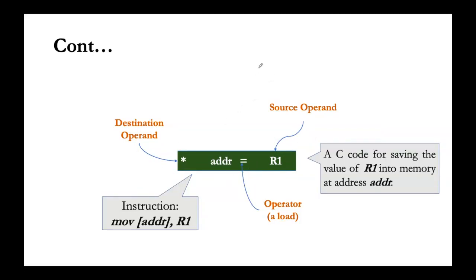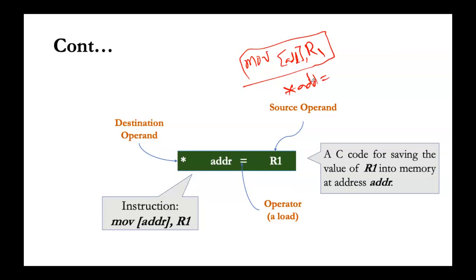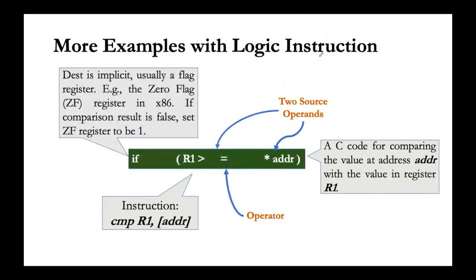So in that case, how are you going to write the instruction? The instruction is written as: move the content of R1 into the specified address location. So that is the instruction, and writing this one, star address is equal to R1, is the assembly language, right? So now come and see another example.